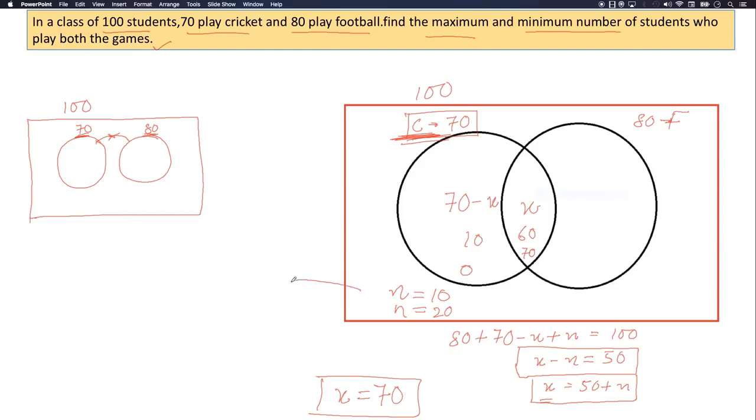Also, there are questions in which they can ask the minimum number of people playing no games, which is indirectly asking the minimum and maximum value of n. So the minimum value of n is 0, which we saw, and the maximum value of n is 20, when x is maximum. So the question can be asked in both ways. Hope you have understood how to visualize it and what limits it.